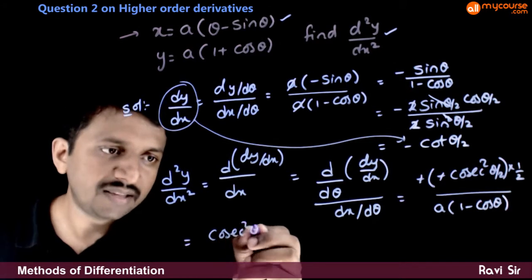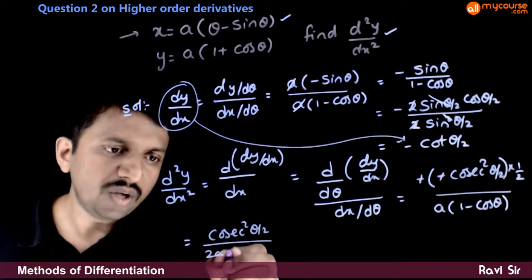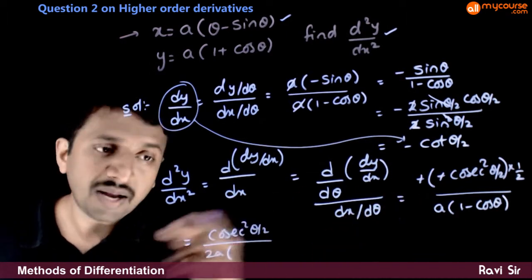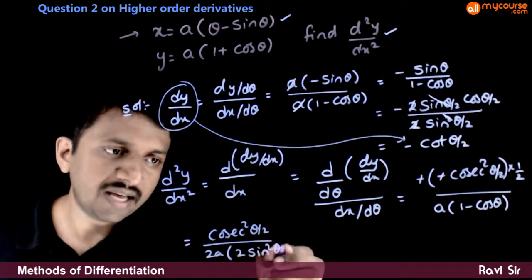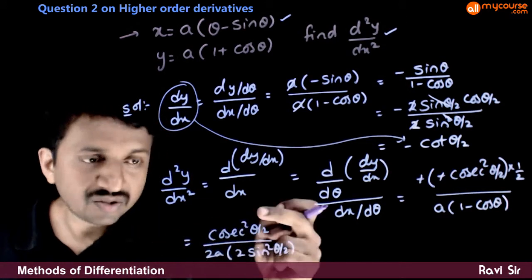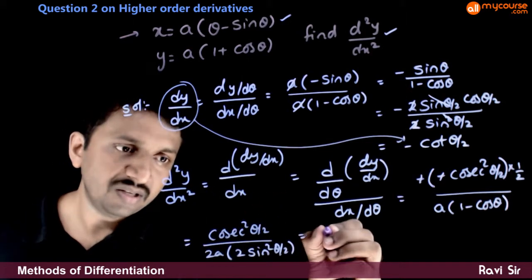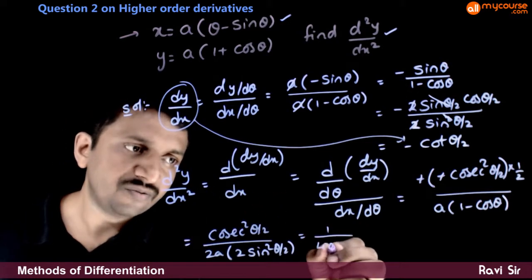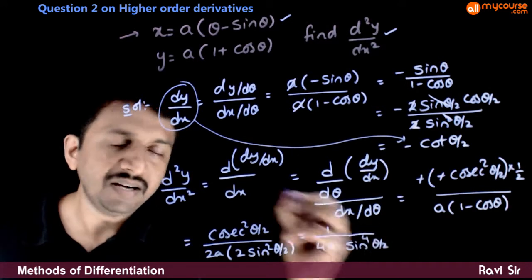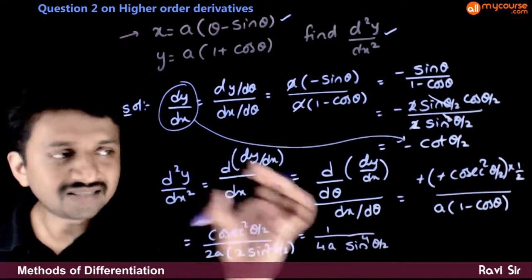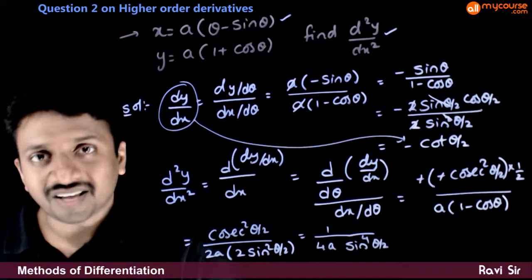cosecant square theta by 2 divided by 2a times 1 minus cos theta, which can be written as 2 sine square theta by 2. So cosecant square theta by 2 can be written as 1 by sine square theta by 2. So you get 1 by 4a sine power 4 theta by 2. So this is my expression for d square y by dx square.